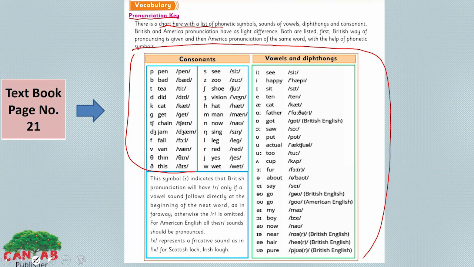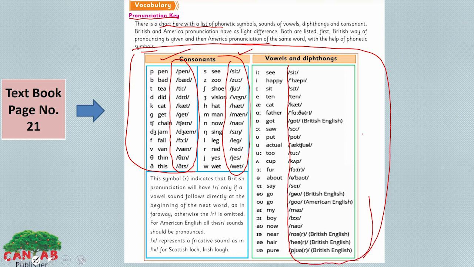The chart shows sounds of vowels, diphthongs and consonants. British and American pronunciation have a slight difference. Both are listed: the British way of pronunciation is given first, and then the American pronunciation of the same word, with the help of phonetic symbols. Phonetics is related to the sound of the words, the sound we make when we pronounce a word, when we speak. It is called phonetics. The phonetic symbols are here. This is the American, this is the British one. These are all the phonetic symbols.